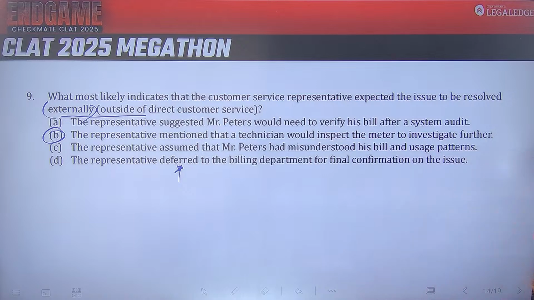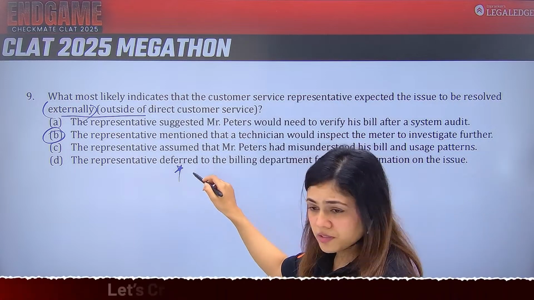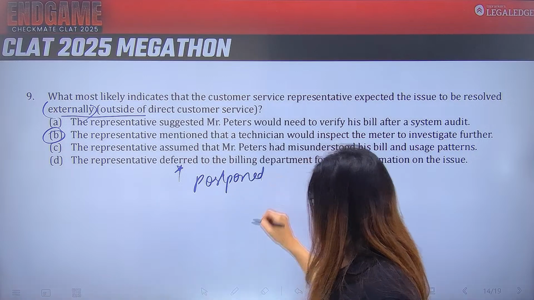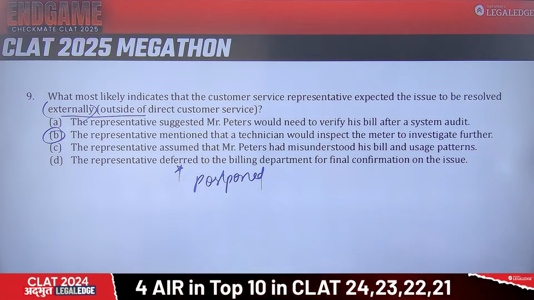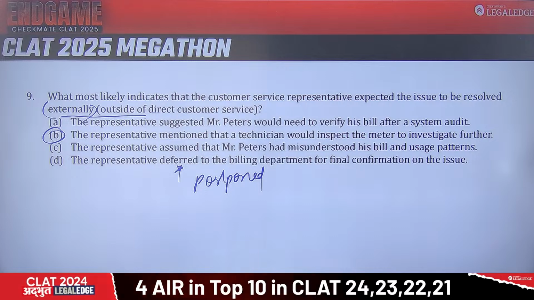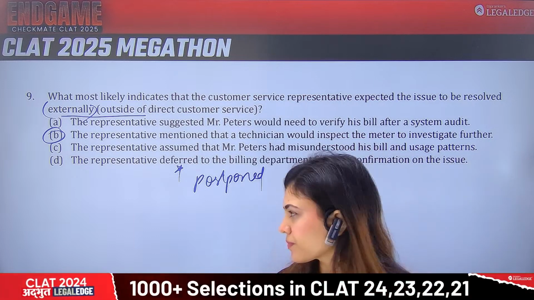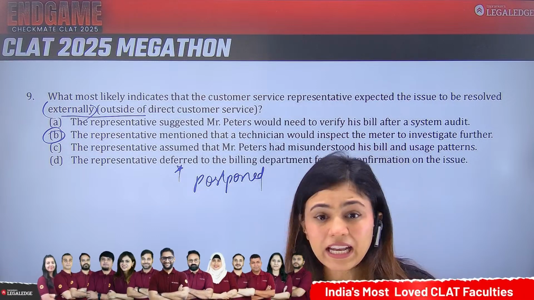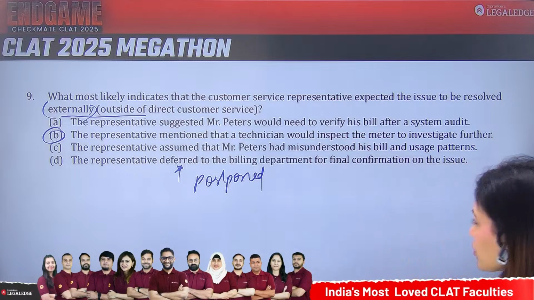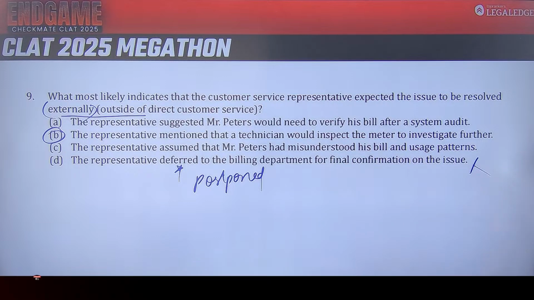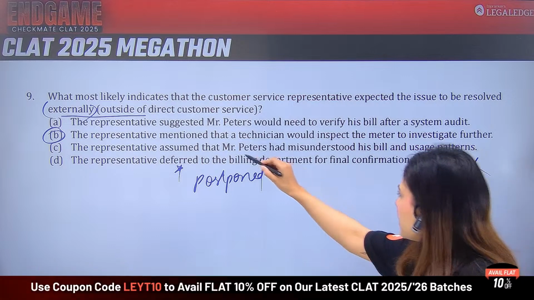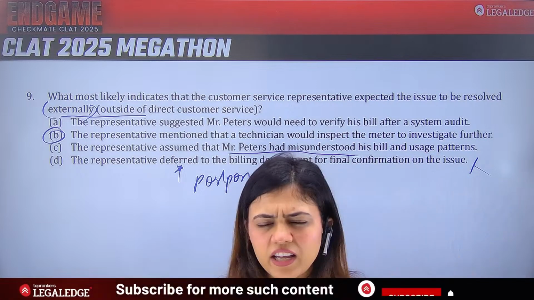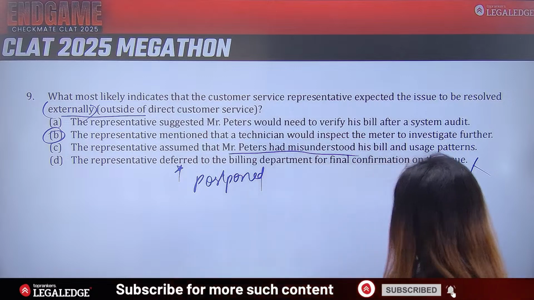ठीक है? Now the thing is, when I talk about the representative deferred का मतलब होता है postponed. After seeing the entire conversation, did you think that he is trying to postpone it to the billing department and not trying to take the responsibility? After reading the passage, I think this representative sounds very accountable and he takes full responsibility. So D तो नहीं हो सकता है. क्या representative ने पहले ही assume कर लिया था कि मिस्टर पीटर्स ही गलत है and he had understood his bill, कि starting में ही उन्हें reject कर दिया ये कि नहीं आपने ही कुछ गलत सोचा है? ऐसा तो बिल्कुल भी नहीं हुआ था.